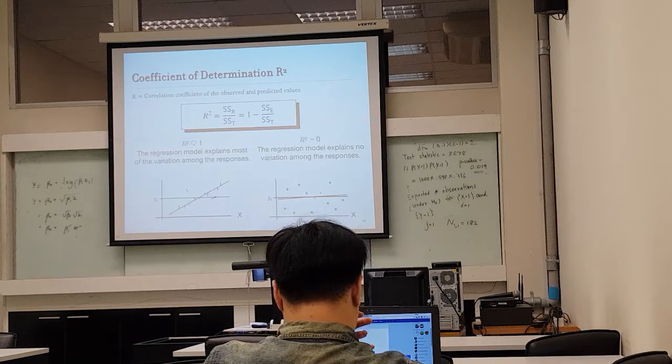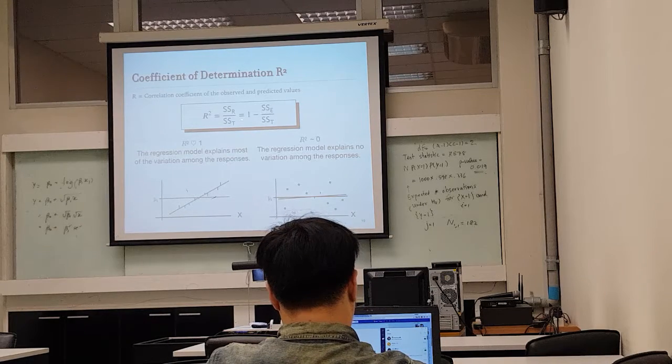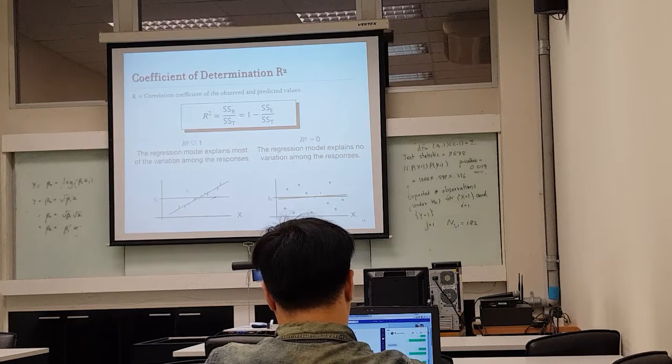This term R square is a ratio of regression sum of square divided by total sum of square. So you can think of R square as the proportion of variation explained by the regression model. This is the total variation, and this is the variation explained by the regression model. If this term is close to 1, it means the variation in the data can mostly be explained by your regression model. That is, your model has a good fit.